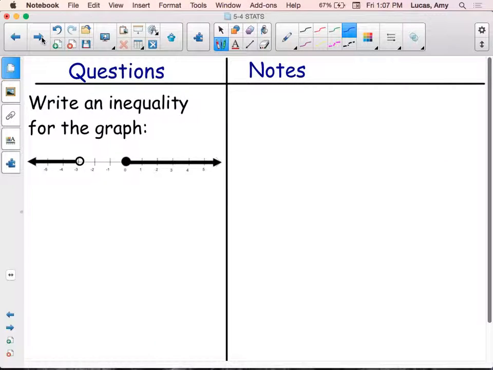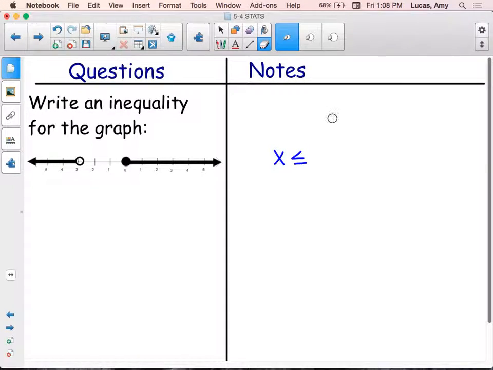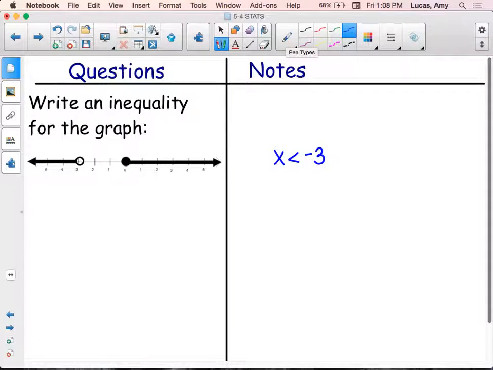One more like that. The ray that's going to the left would be x is less than, not less than or equal to though, because it's an open circle. So x is less than -3. Or the ray on the right is a closed circle, so x is greater than or equal to 0. So open circle to the left, so that's just less than -3. Closed circle to the right, greater than or equal to 0.